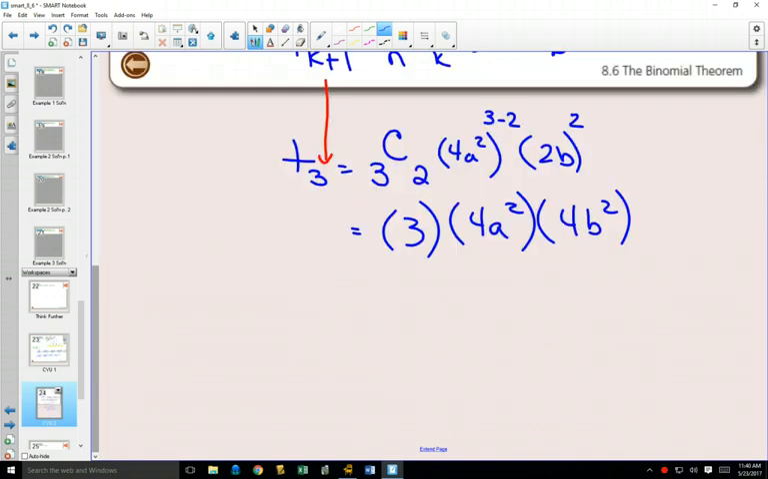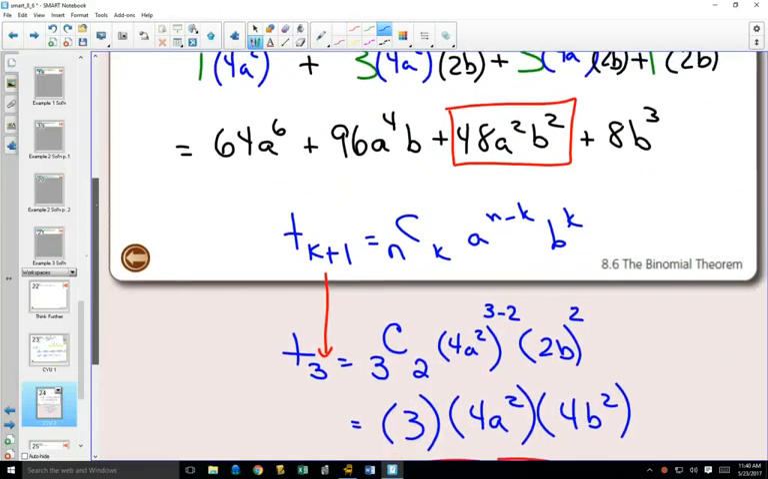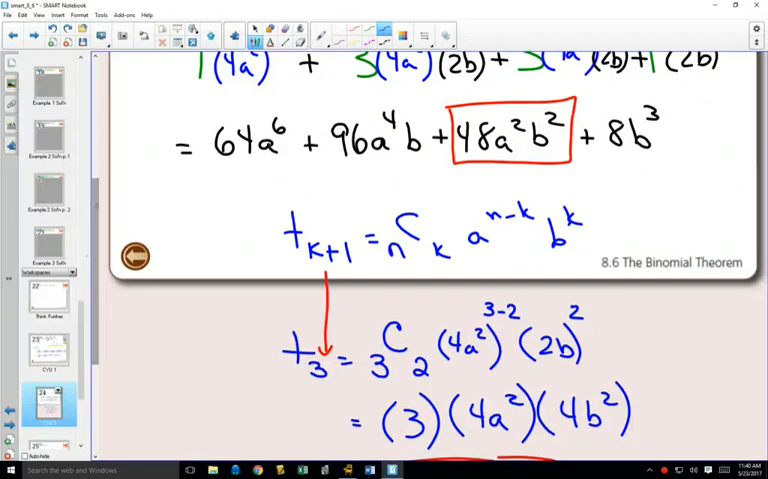And now you've got 3 things multiplied together. Multiply the numbers together. 4 times 4 times 3 is 48. And then put your variables, a squared, b squared. And we can see that this value that we got using the formula is exactly the same as what we got when we expanded the whole thing completely.